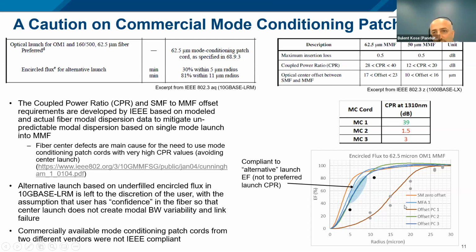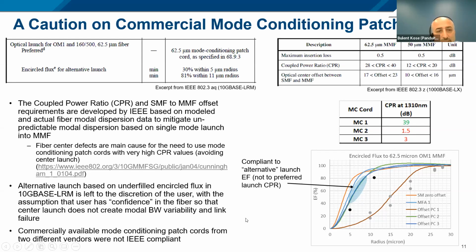So when I plotted the encircled flux and measured the coupled power ratio, mode conditioning patch cord 1 was compliant because it's supposed to be between 28 and 40 dB CPR. But mode conditioning patch cords 2 and 3 were very underfilled compared to this, at 1.5 and 3. Then I looked at their encircled flux and found out that they actually designed this according to this alternative launch, which is incorrect.